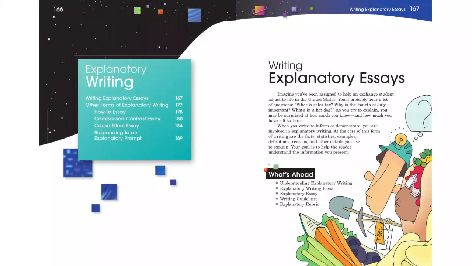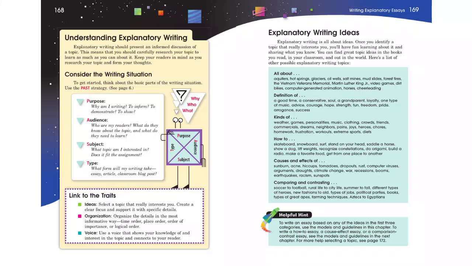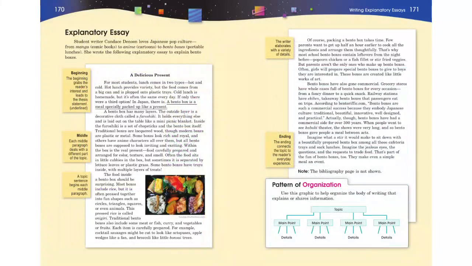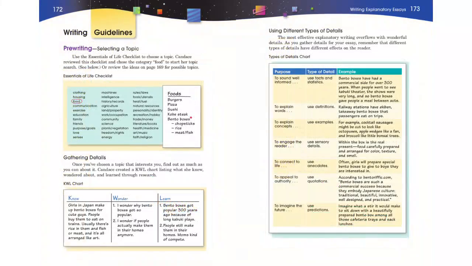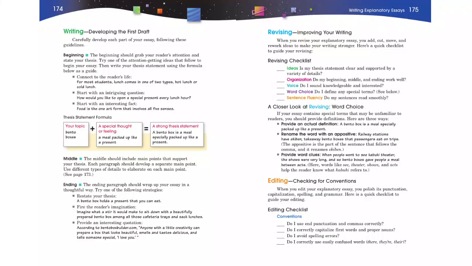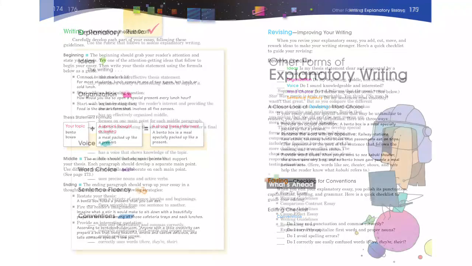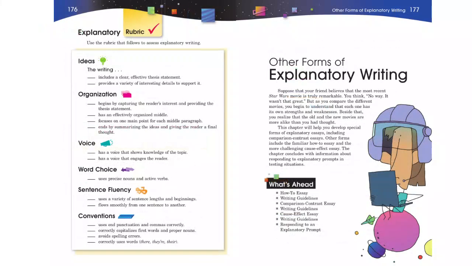Each major mode has a chapter on writing the form, like writing explanatory essays, and another chapter on writing other forms. The student starts out with rhetorical analysis, purpose, audience, subject, and type. Then the student considers many different explanatory writing ideas. Afterward, they find a sample essay as well as a graphic that shows the pattern of organization. Then students follow a set of writing guidelines to create their own essays. The guidelines move through pre-writing, writing, revising, and editing. The chapter ends with an explanatory rubric.